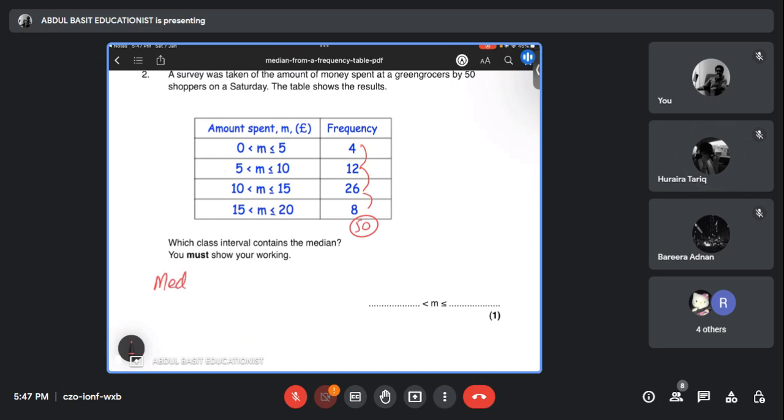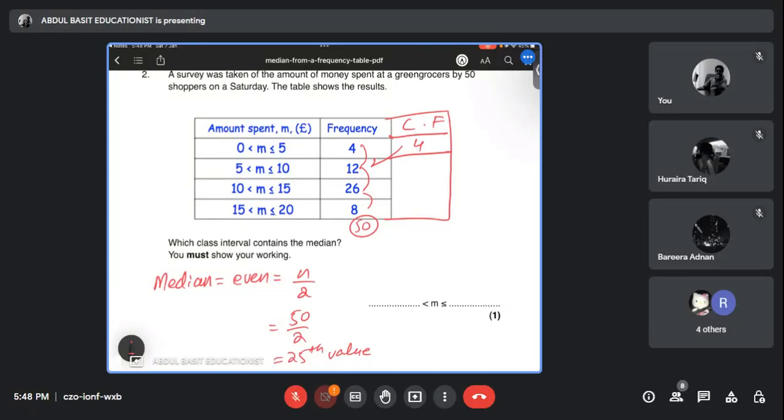So as we know that the median, for the median now the data is even, and for the even number the formula is n by 2. So n is now 50. 50 divided by 2 is 25th value. Now to see where 25th value lies, we have to find out cumulative frequency, which is what CF शॉर्टकट में लिख दिया मैंने. तो CF के लिए पहले वाले को एज इट इज लिखें. 4 plus 12 16. 16 plus 26 it's 42 and 42 plus 8 is 50.